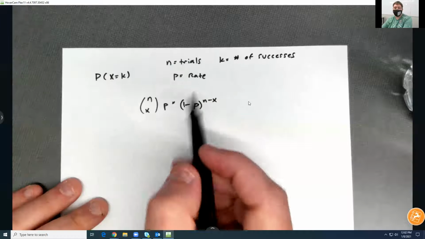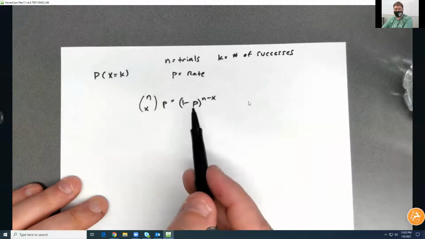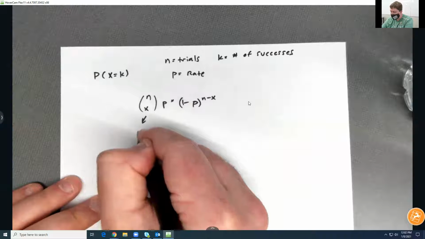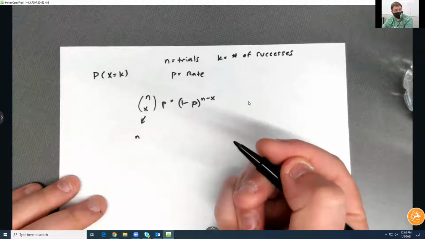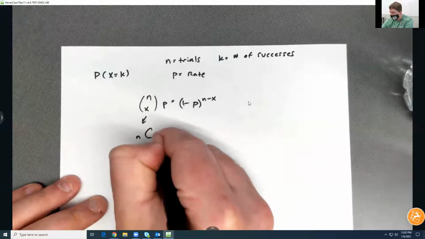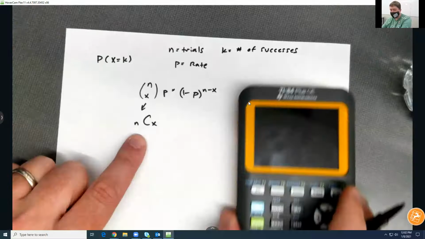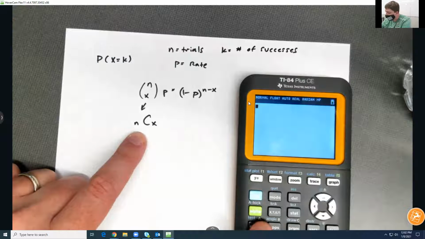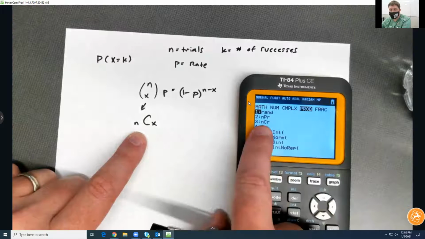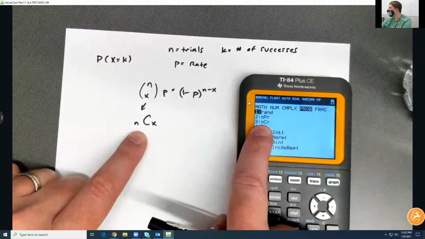Okay, so I wrote down what all your little letters stand for. Here's your formula. And remember, this little thing just means you're going to take whatever your number of trials are, C, and then X. And so that function, if you forgot, is in the calculator. And that's math, probability, and that's number 3 right there. So we're going to use that.